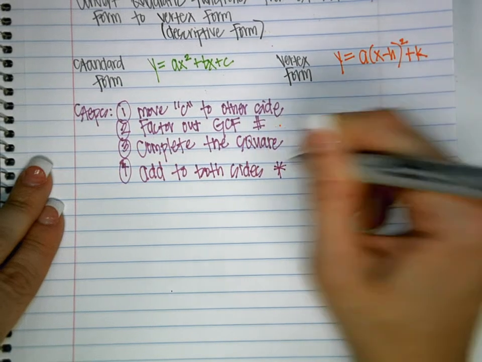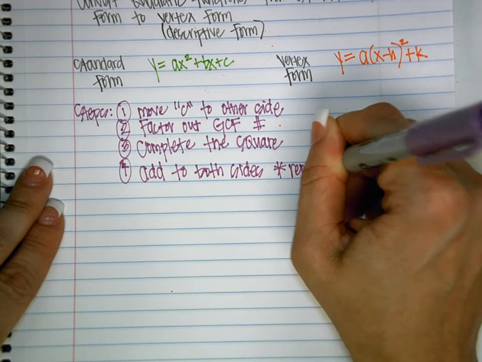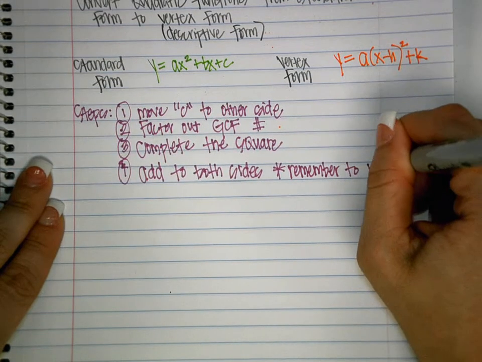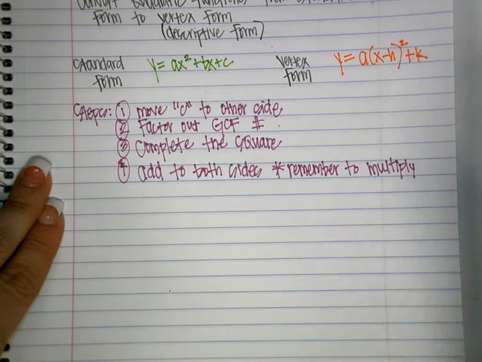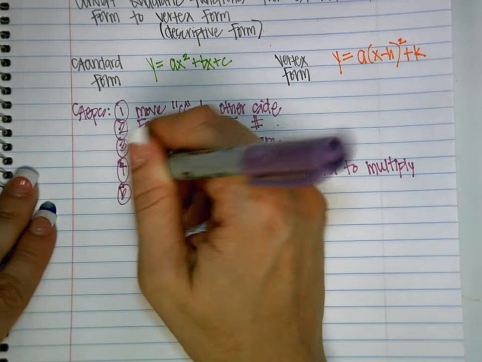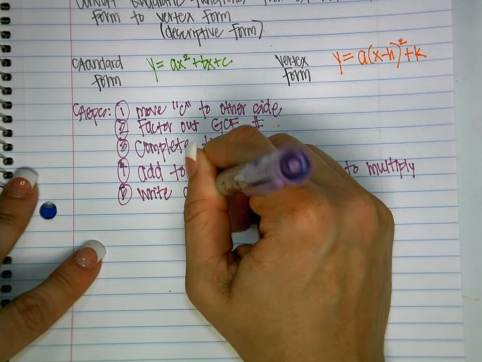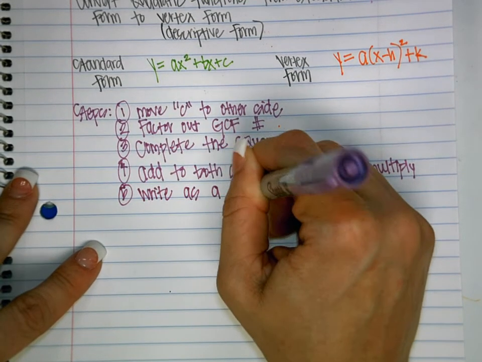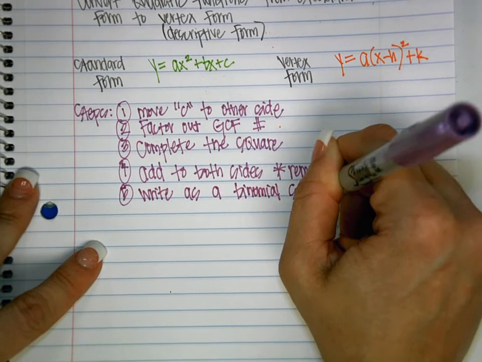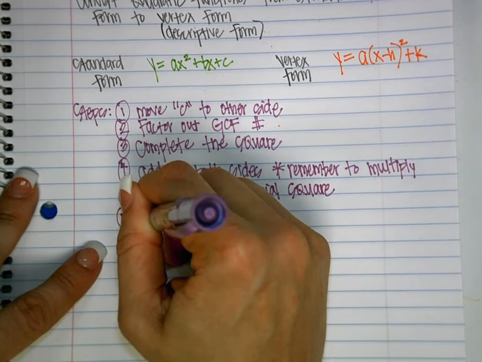I'm going to write a little note here to ourselves: remember to multiply. You will see where that makes sense in just a little bit. Step 5 is to write it as a binomial squared. And step 6 is to bring c back.